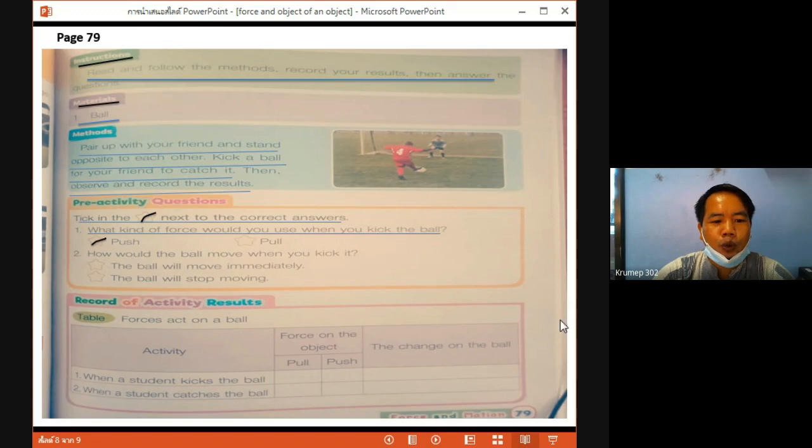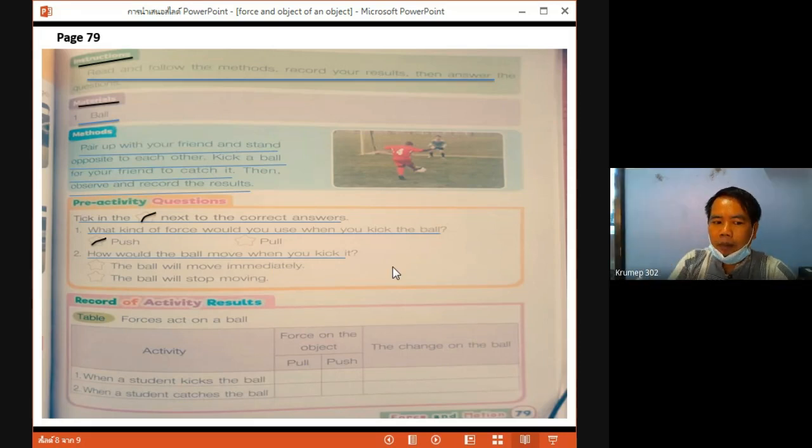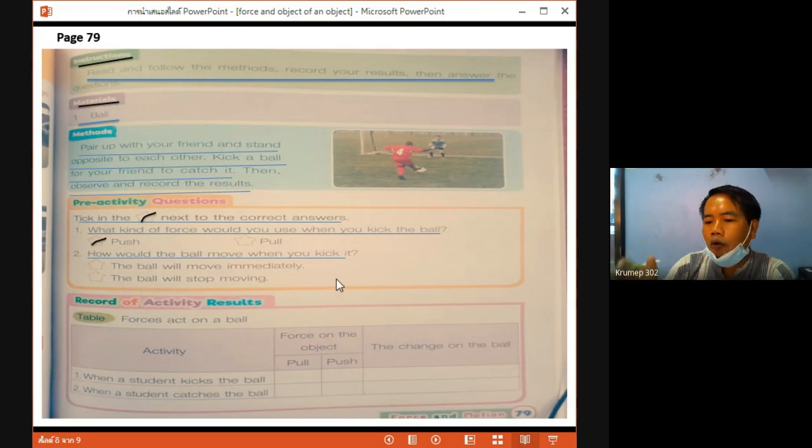Okay, number two question. How would the ball move when you kick it? If you kick the ball, how does the ball move? First, the ball will move immediately. If we say immediately, the ball will move fast. And the next is the ball will stop moving. What is the correct answer? Number one or number two? Star.